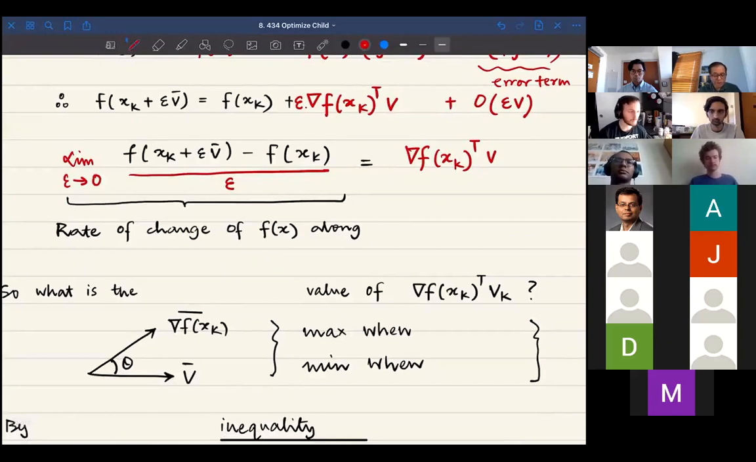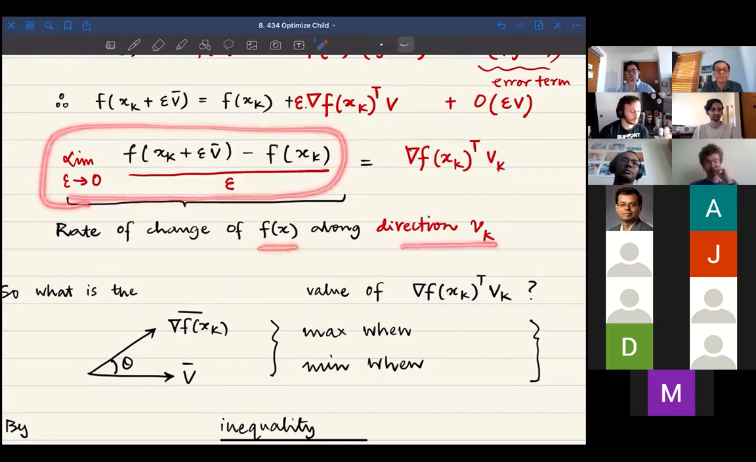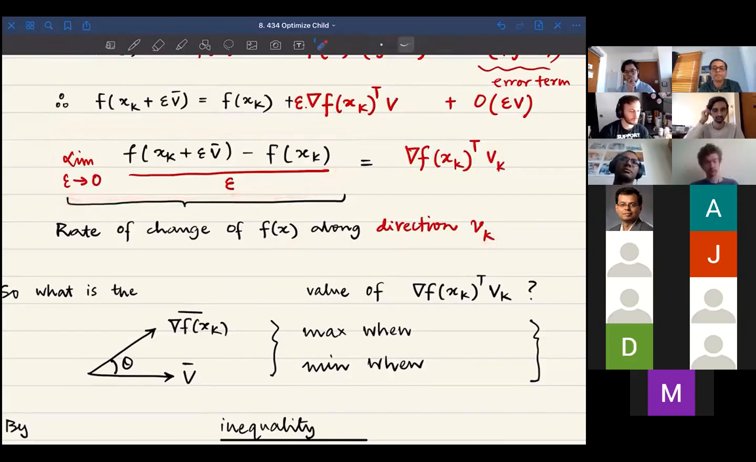So this is the rate of change of fx along direction v or vk. This is nothing but the rate of change of fx along the direction vk. Do you agree?